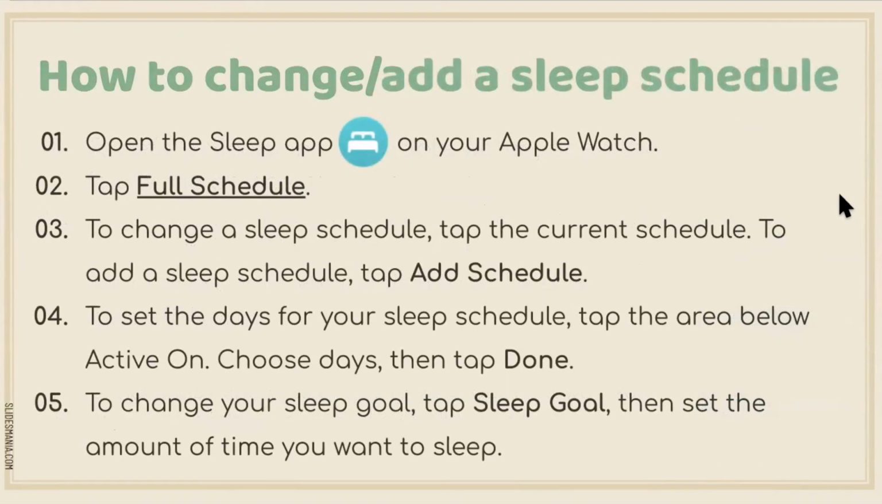Next, how to change or add a sleep schedule. Again, the first step is to open the sleep app, which is the blue icon with the bed on your Apple Watch. Then you want to click on full schedule, and then you want to change a sleep schedule by tapping the current schedule. To add a sleep schedule, tap on Add Schedule. To set the days for your sleep schedule, tap the area below Active, On, and then choose days, and then tap Done. To change your sleep goal, tap Sleep Goal, and then set the amount of time you want to sleep.